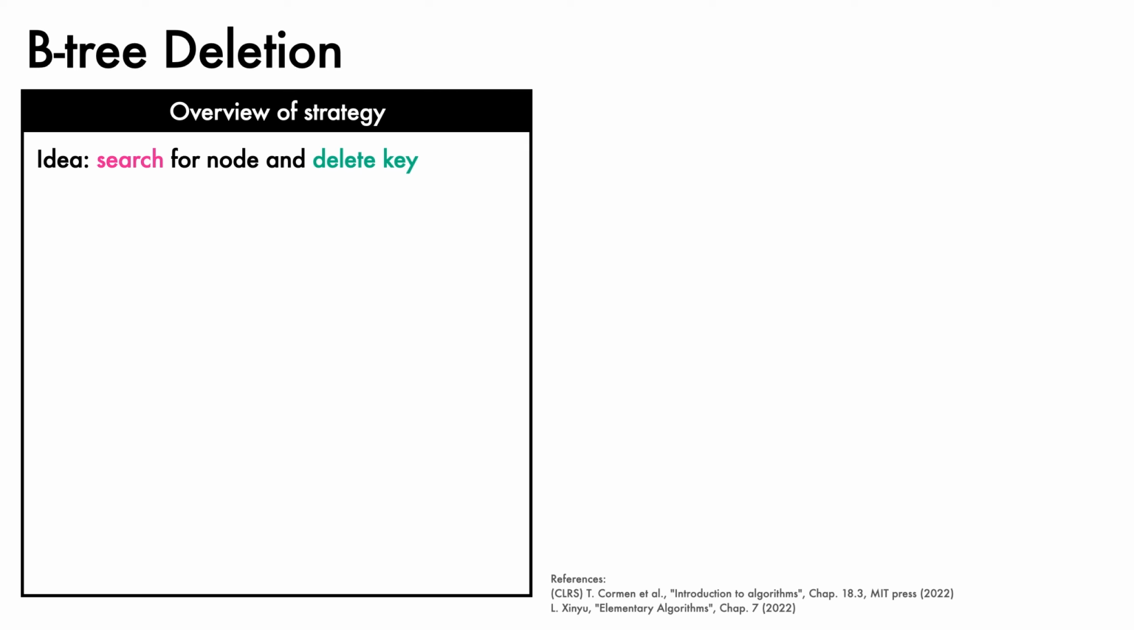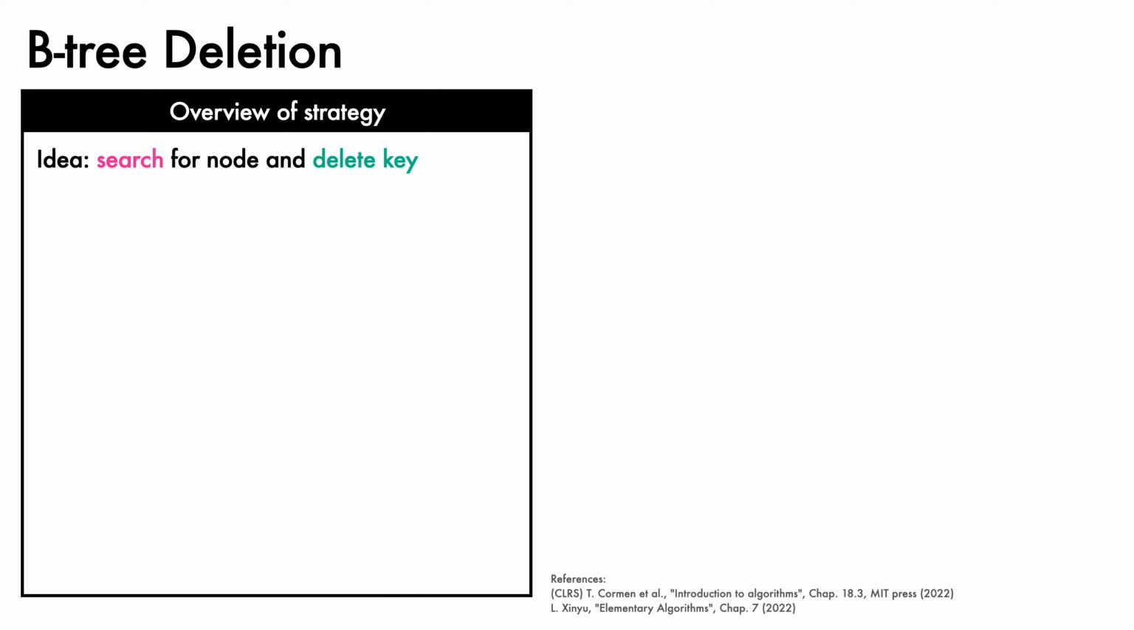The final operation we look at is B-tree deletion. As with red-black tree deletion, this is quite complicated, so hold on to your hats. We'll break it down into steps. In a similar style to insertion, our idea is going to be to search for the relevant node and delete the key.